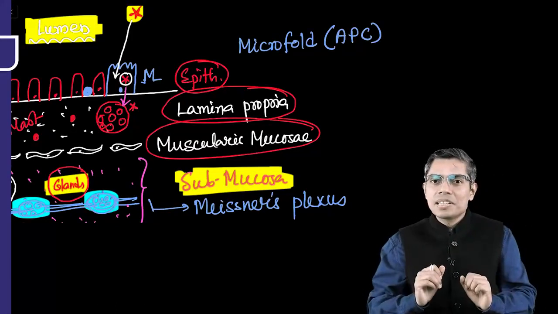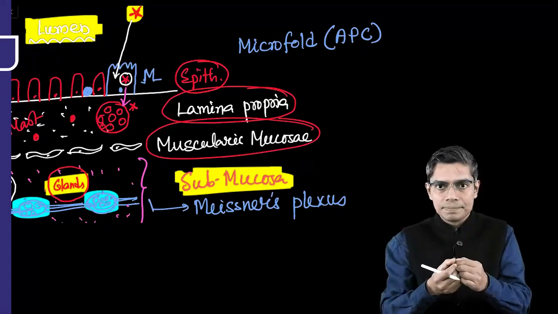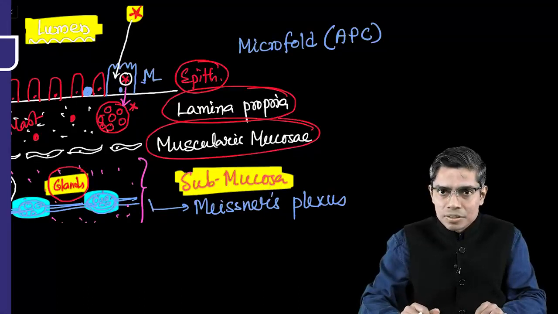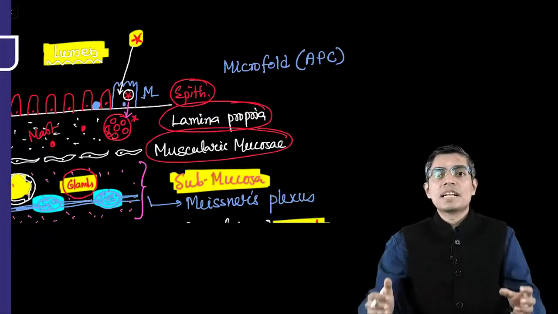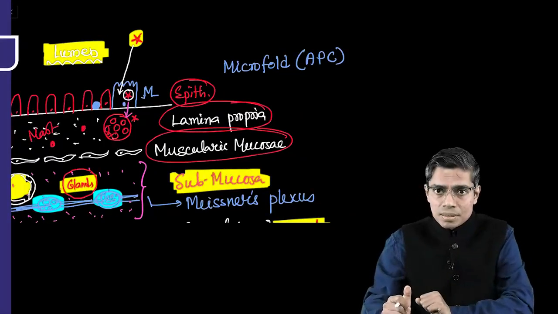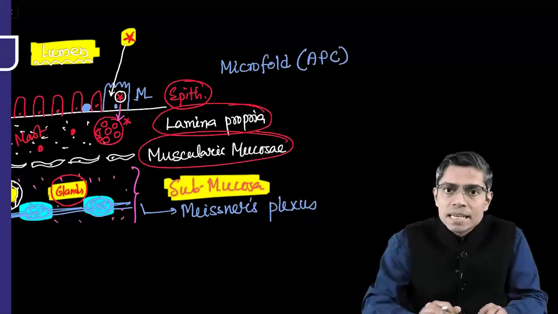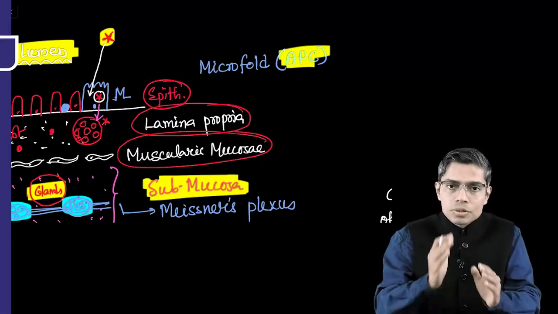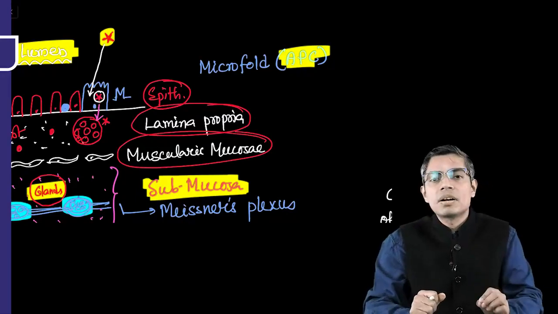So what is the M cell doing? It is just taking the whole sample of the antigen and delivering that antigen to the Peyer's patch. Why? Because Peyer's patch consists of B lymphocytes and T lymphocytes. So basically it has an antigen presenting cell like function, but the M cell is not exactly an antigen presenting cell because it is not digesting the antigen. Because, you know, antigen presenting cells also digest the antigen and then express the most immunogenic part of the antigen.